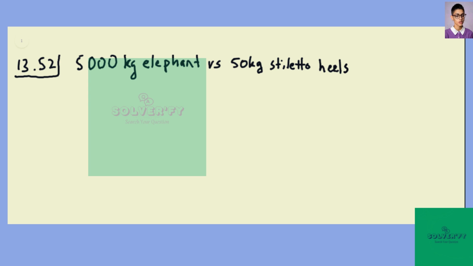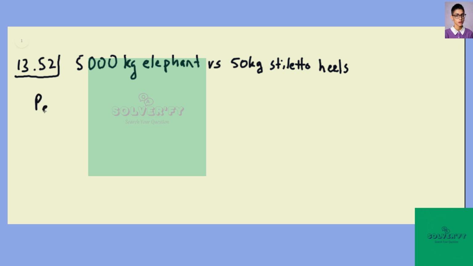We want to figure out whether a 5,000 kilogram elephant exerts more pressure on the ground than a 50 kilogram person wearing stiletto heels. Now, I'd have no idea how big elephant feet are in terms of a number. But there are two things here. First of all, they definitely have much more area that they act over than stiletto heels, and also the elephant has 4 feet, as opposed to people, who have 2 feet.